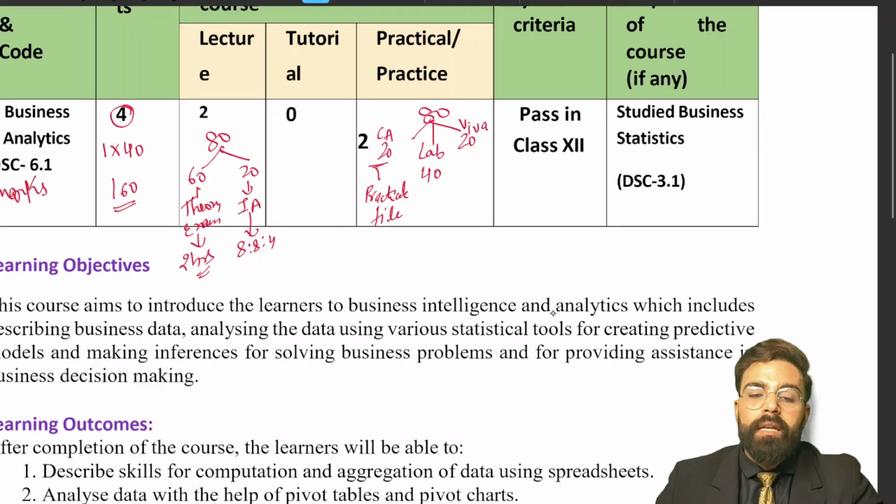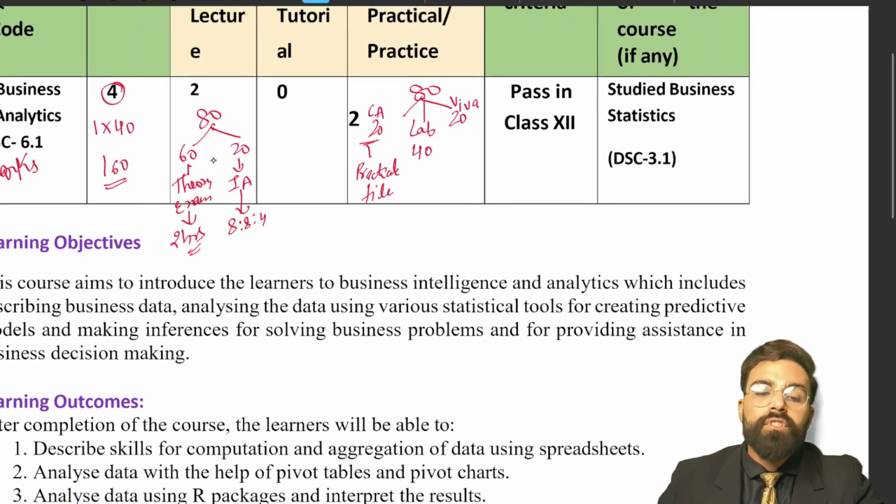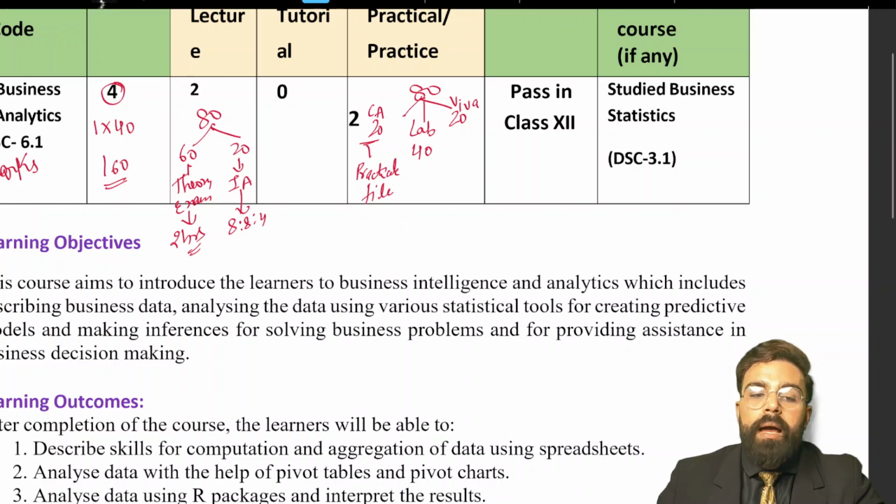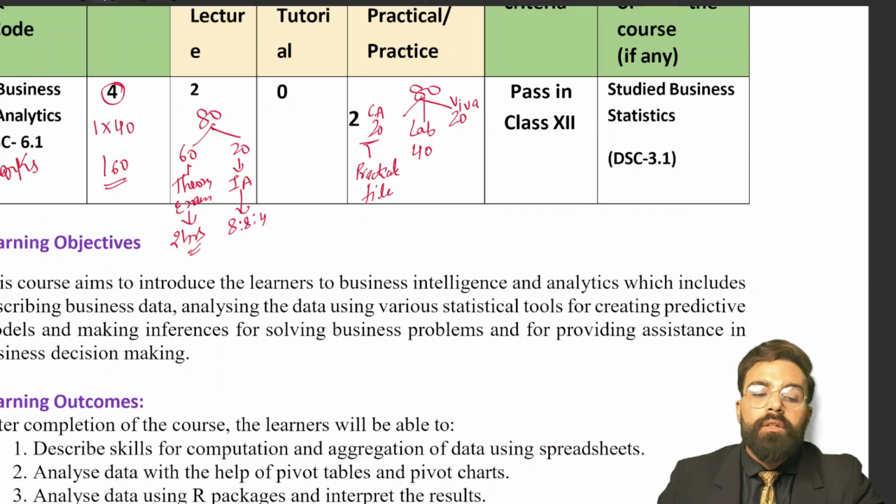So now we can see the learning objective of this particular paper, right? I'm just highlighting certain points. The main aim of Delhi University for assigning you this paper is to learn business intelligence and analytics. You will come to know how we can compare or analyze each aspect in business, which includes different data sets, or you can say business data, analyzing data using various statistical tools.